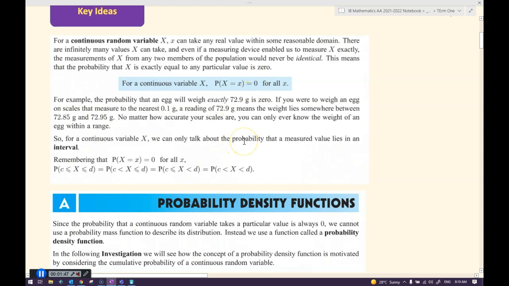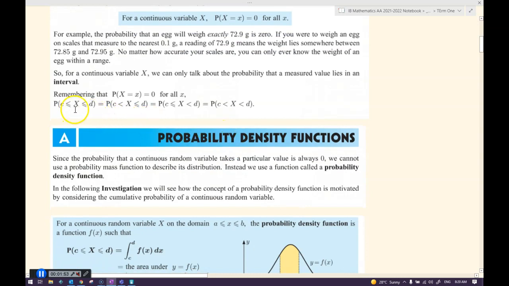So when we're looking at continuous random variables, we're looking at a range of values usually, and that's what we're going to be looking at here. So between C and D, and whether or not we say they're both greater than or equal to C and less than or equal to D, or whether we just use strictly greater than or strictly less than, they're all the same because the probability that it equals either C or D is always 0.